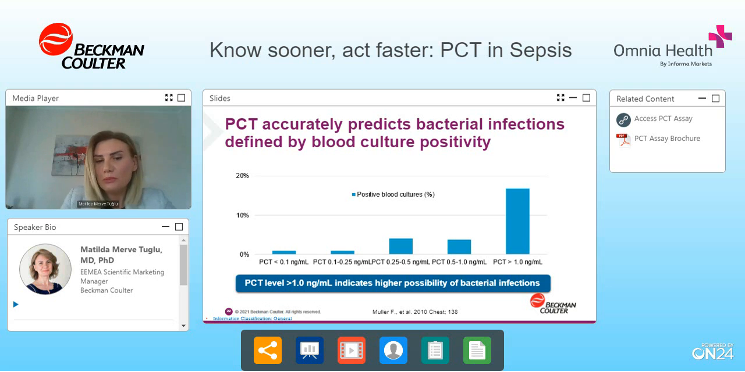This study of Dr. Müller included 925 patients with community-acquired pneumonia. We know from the guidelines that in hospitalized patients with suspected community-acquired pneumonia, blood culture sampling is recommended. This study investigated the benefit of procalcitonin on hospital admission to predict blood culture positivity.